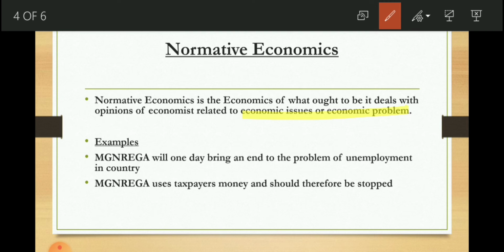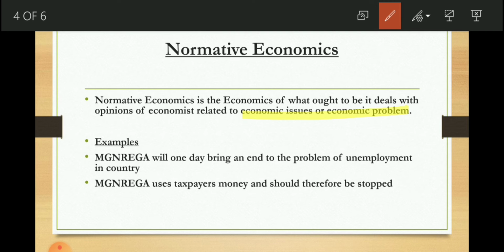If we talk about the current situation, we say that the government should do this to control coronavirus, the government should do that for controlling coronavirus. These are my opinions. This is what I'm telling, that this is what should be done. It is not happening right now. So it is my opinion, my own value judgment that is being presented. So this kind of statement, where we present our opinion, where we tell what ought to be or what should be, is termed normative economics.